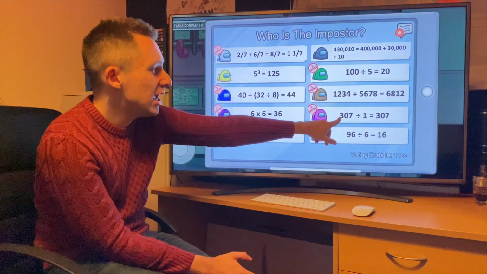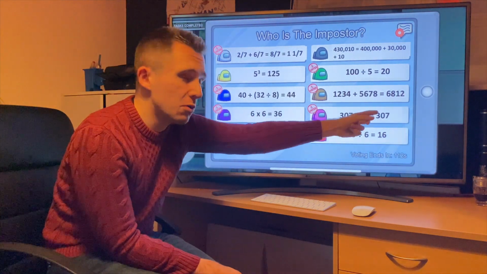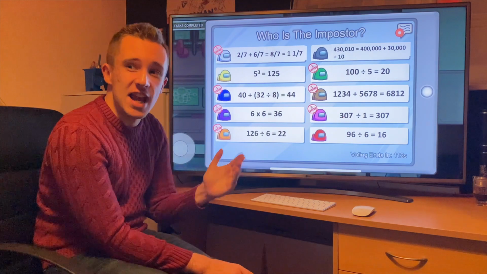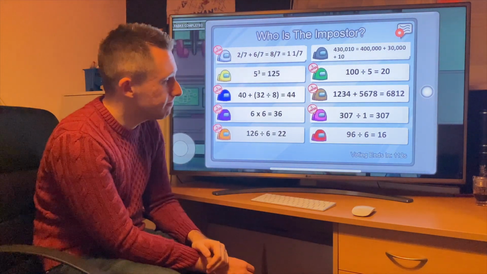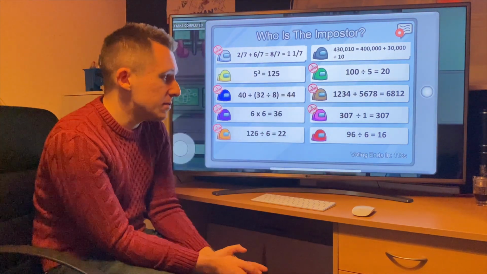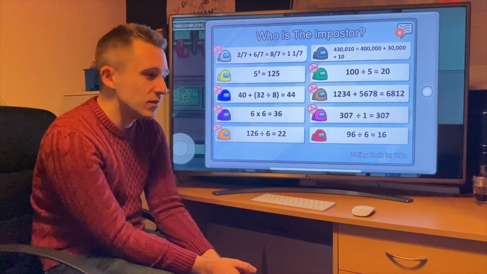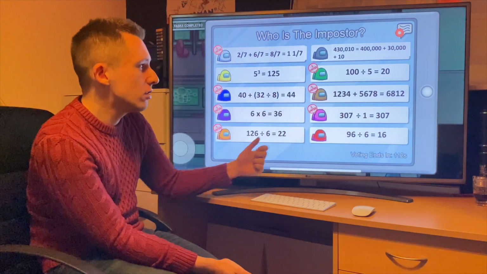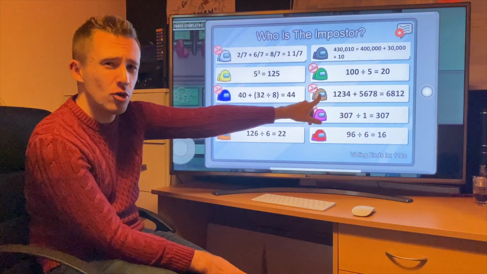The final 2 here, 307 divided by 1, well, is 307, because if you divide anything by 1, it stays the same. And 96 divided by 6 is 16. So the 2 imposters, orange and I guess you'd call that brown.